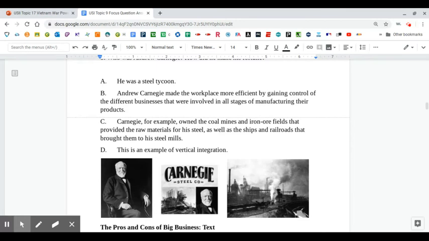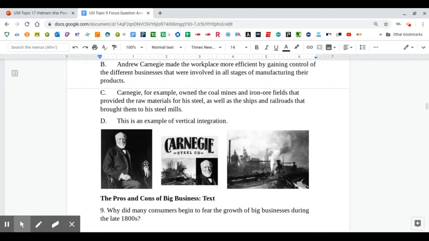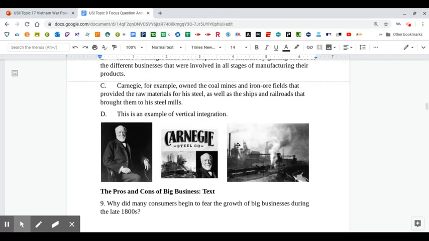Carnegie was involved in all different stages in the manufacturing process. He owned the coal mines, the iron ore fields that provided the raw materials for his steel, as well as the ships and railroads that brought those raw materials to the steel factories. And this, again, is an example of vertical integration. There's Carnegie there, a little picture of him and his steel company, and the movement here into his steel factory. The train comes up, and they're able to get all the supplies here to begin manufacturing the steel.